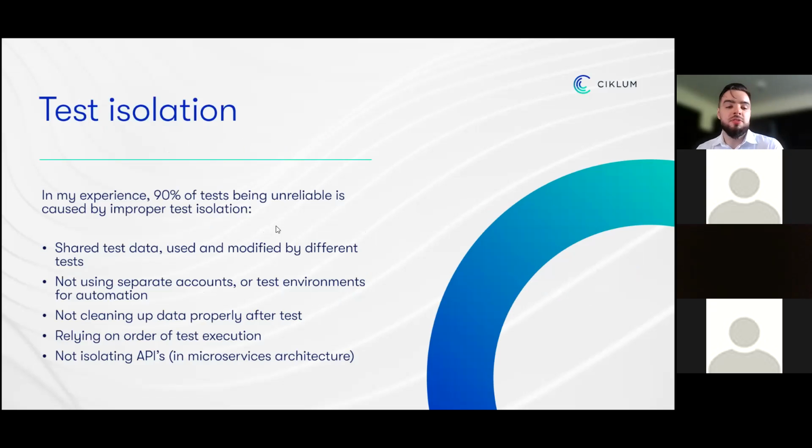We're either using shared test data, which is used and modified by different tests. For example, one test modifies this data, then another test runs, and it fails because the data is different or in an unexpected state. We're not using separate accounts or test environments for automation, so anyone can come in and mess up our data, for example in a test environment, or if you're using a shared account.